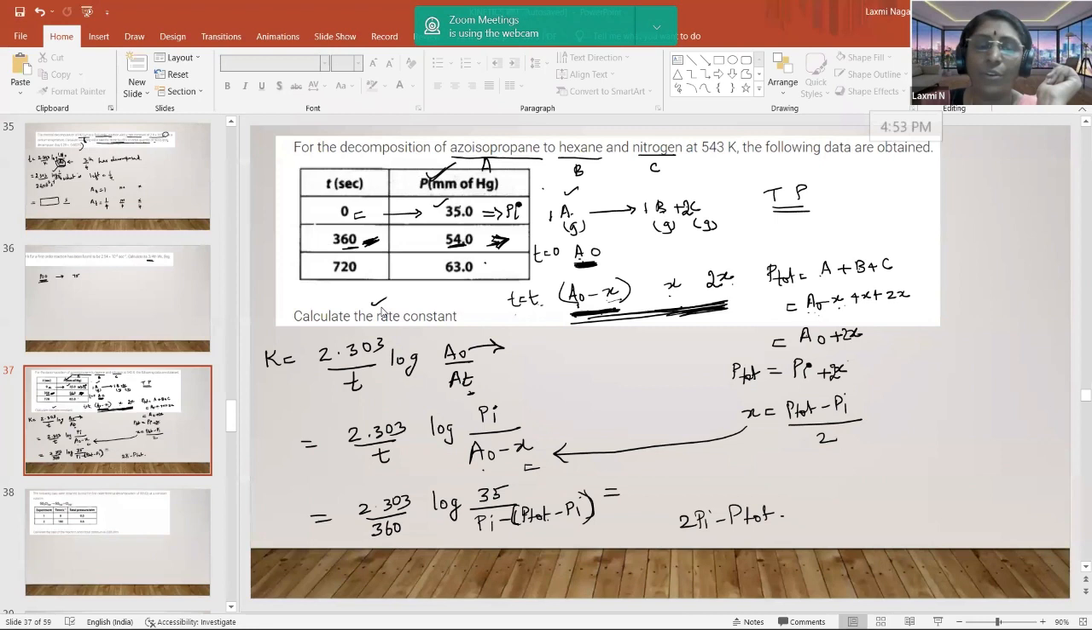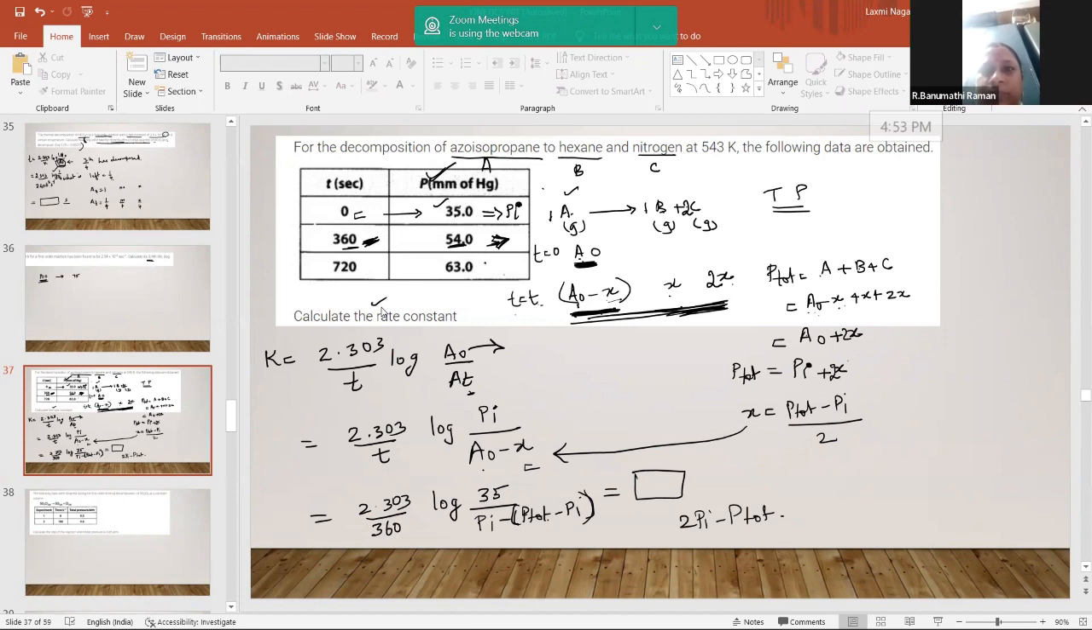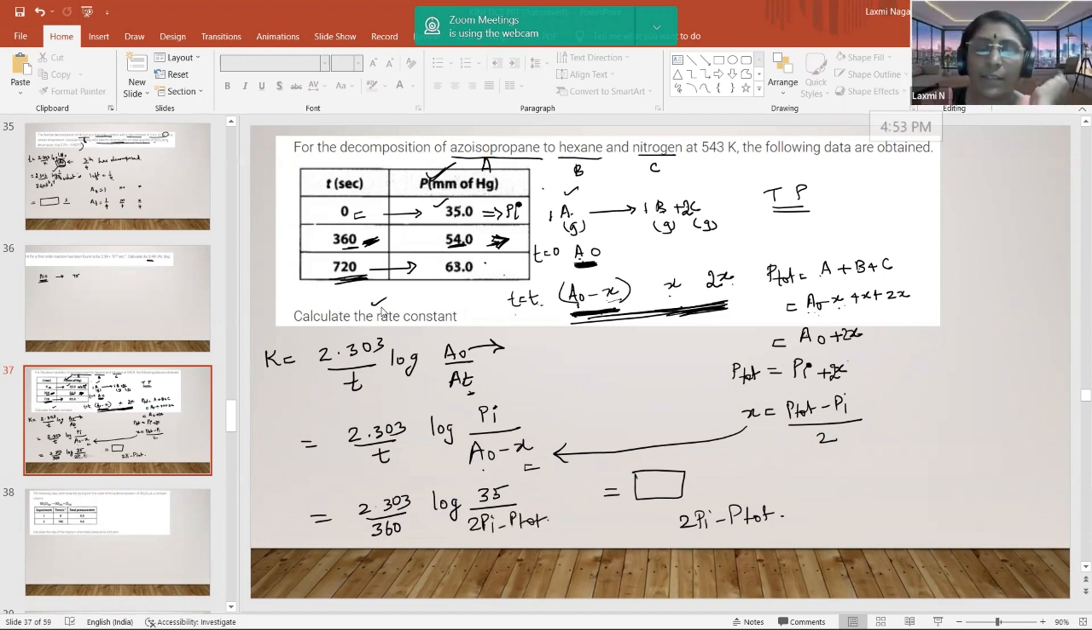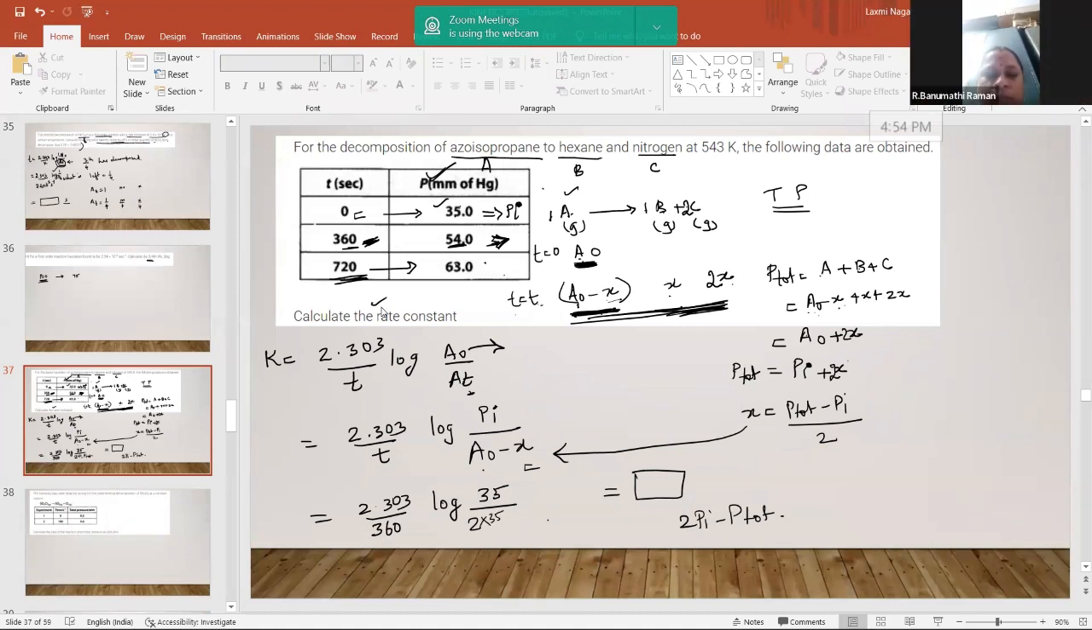So you would get some value of K. And we know that K changes with change in temperature only, not with the change in concentration. So even when you do it for a reaction going up to 720 seconds, you keep repeating the work. How to repeat? What was the expression? 2 times Pi minus P total. So for this substitution, what is the Pi value? It is 35. 2 into 35 minus P total.